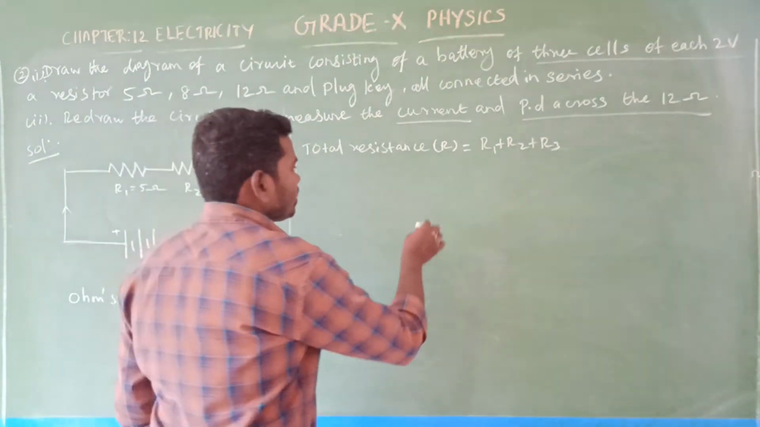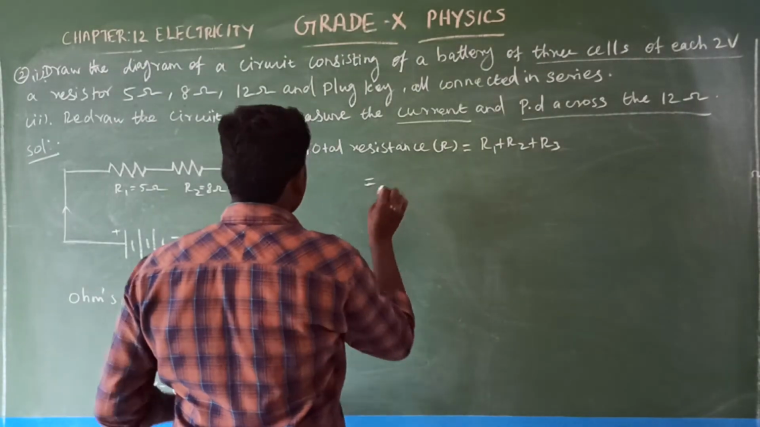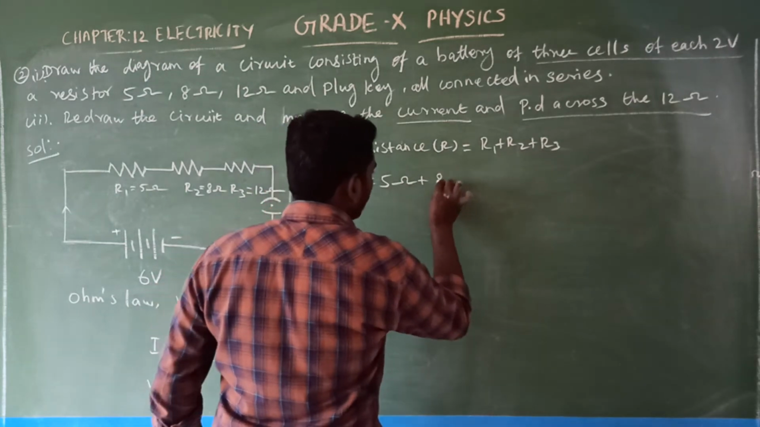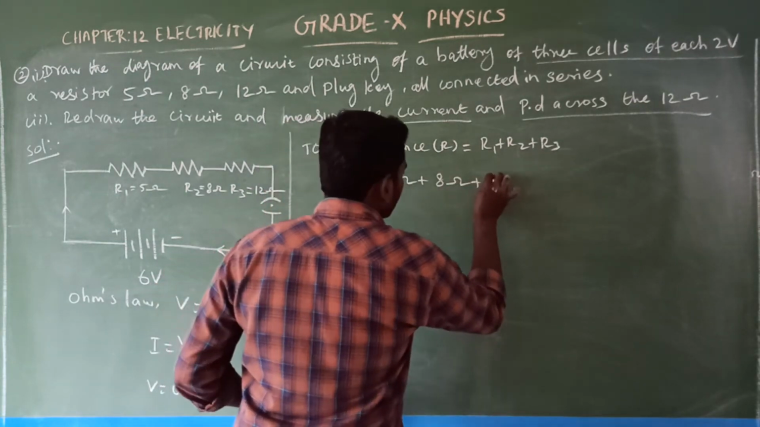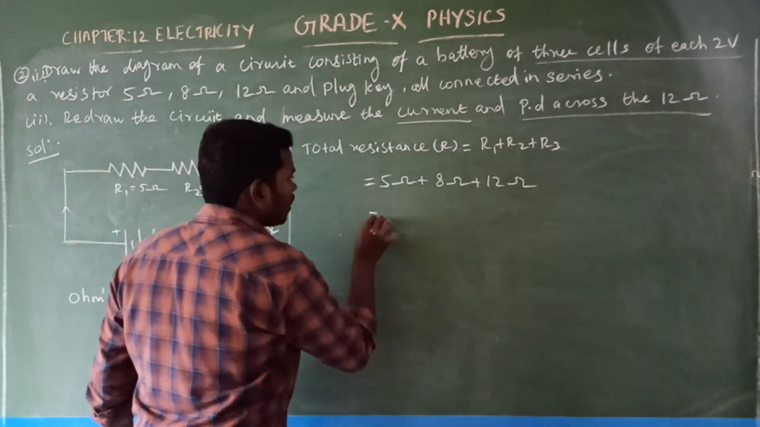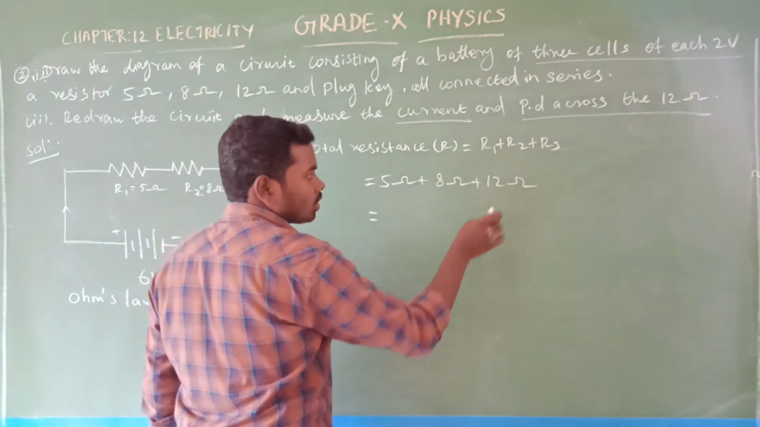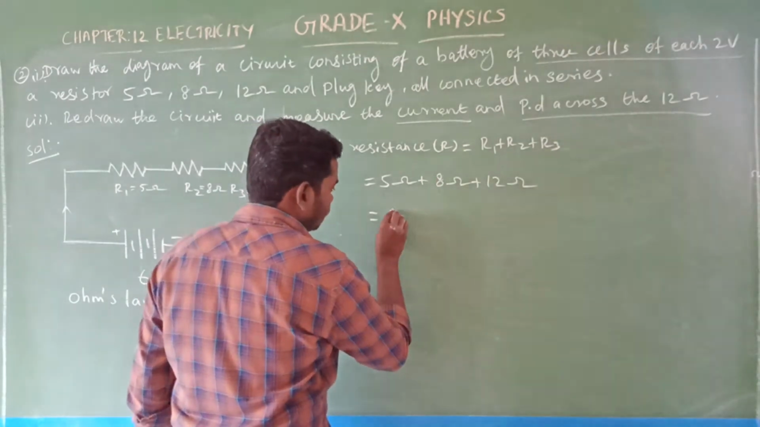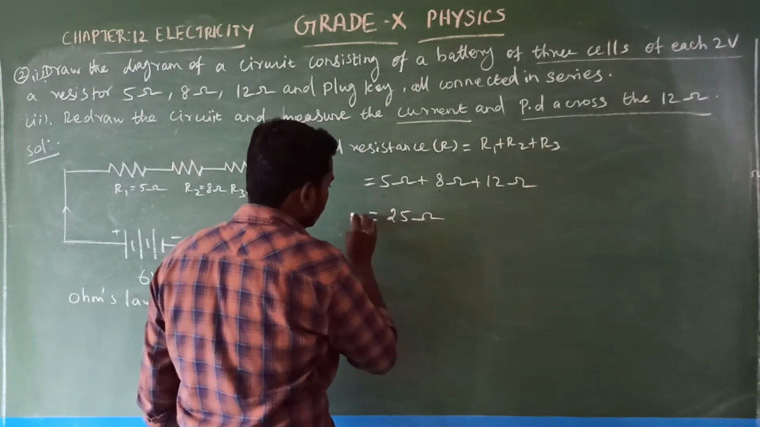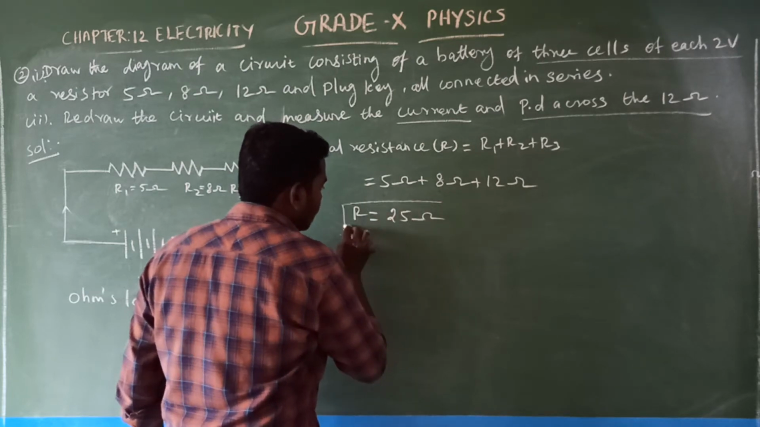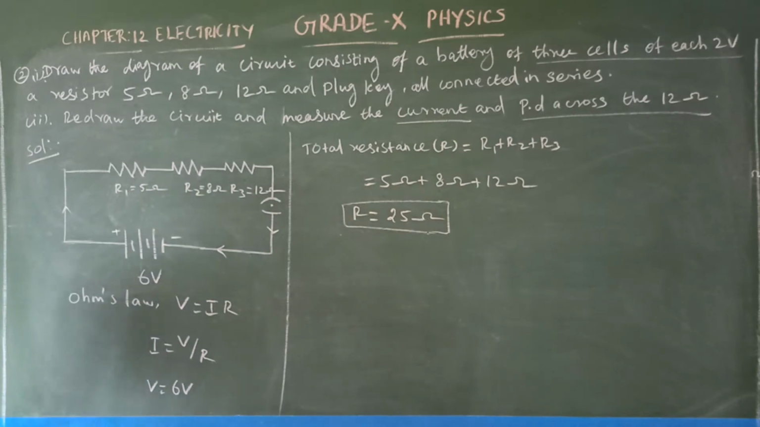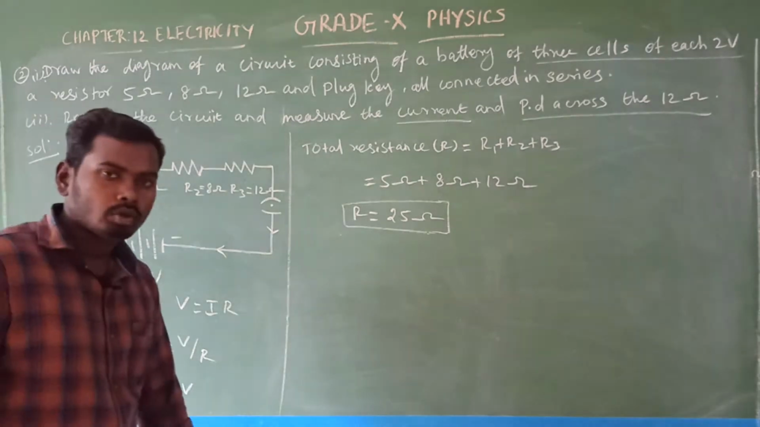Yes. Then what is the R1 value, sir? I'll write here. Yes, 5 ohm. R1 value is 5 ohm, R2 value is 8 ohm and R3 value is 12 ohm. So what is the total value? 5 plus 8 plus 12. Yes, 12 plus 8 is 20, 20 plus 5 is 25. So the total resistance value is 25 ohm. R value is 25 ohm.